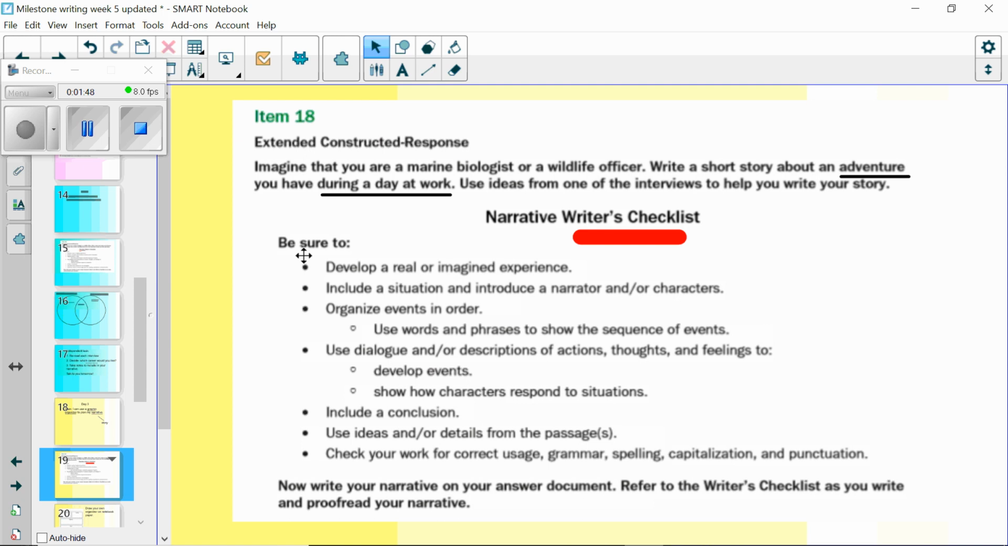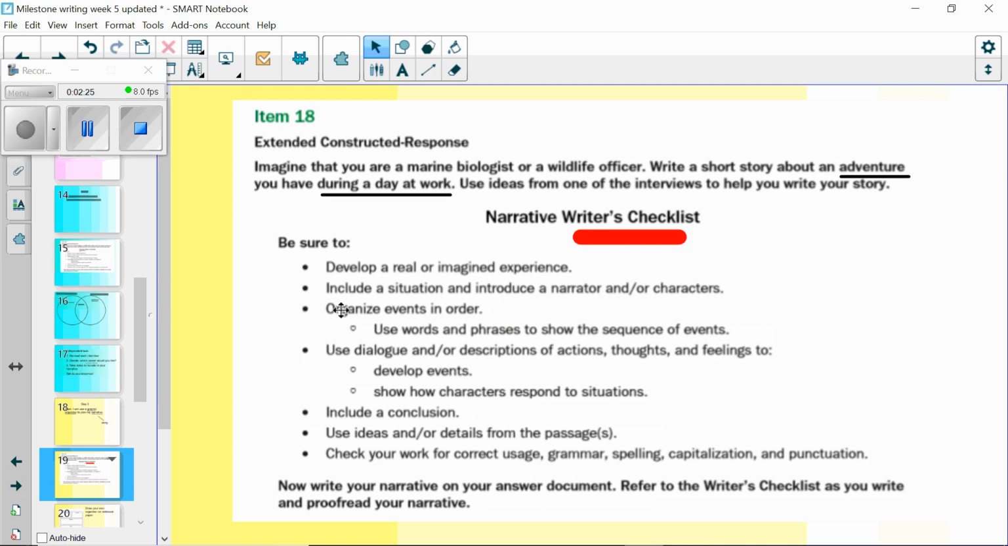This checklist we have right here is to help us stay on track. We want to include a real or imagined experience, so it could be something that really happens, or you can make it up and it could be imagined from your imagination. Include a situation that has a narrator and or characters. So who's going to be in your story? You're obviously going to be the biologist or the wildlife officer, but who else is going to be in your story? Are you going to have talking animals? Are you going to have people who are lost, people who need help? What is it that you're going to include?